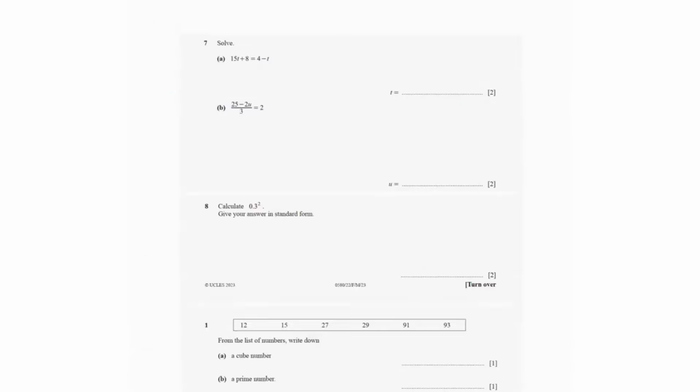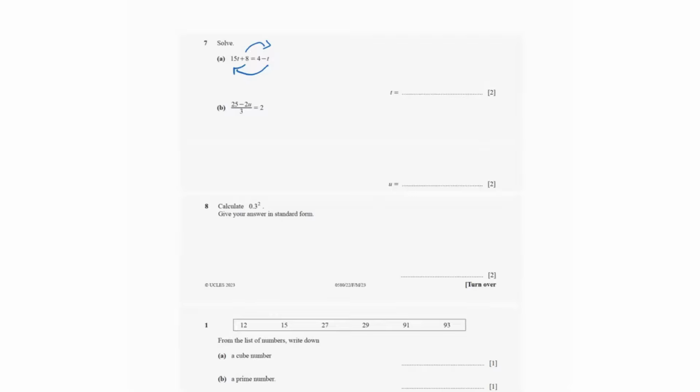I'm going to skip this because I've already told you that we have to collect the like terms on each side. So negative t goes over here, it becomes positive t. 8 goes over here, it becomes negative 8. Collect the like terms on each side, simplify it, and then make t the subject and find the value. Same thing.